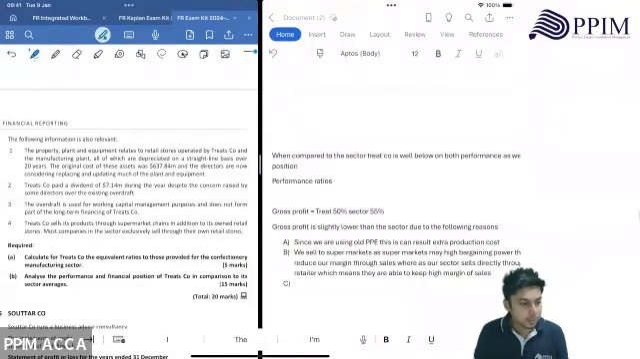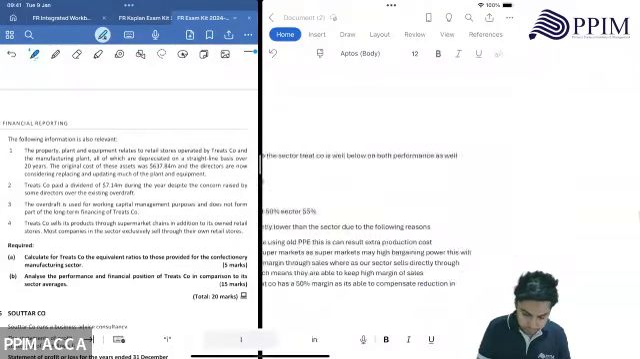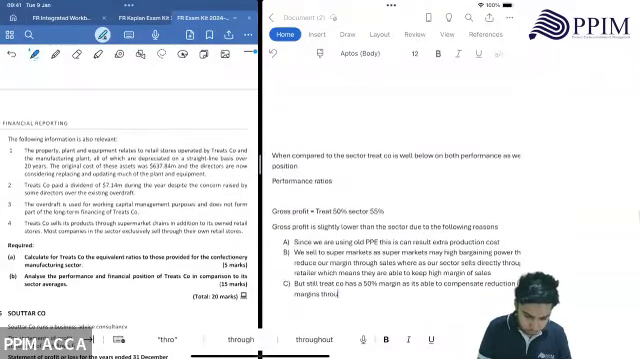Then, guys, we can also add, but still Treat Corporation has a 50% margin as it's able to compensate the reduction in margins through volume of sales.